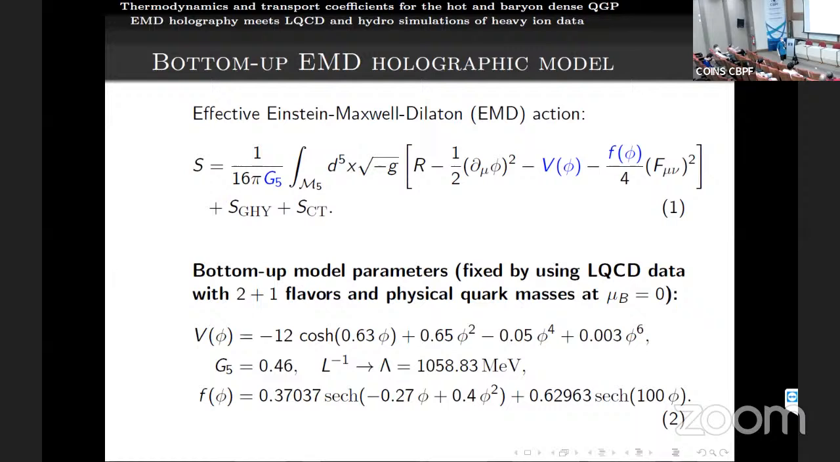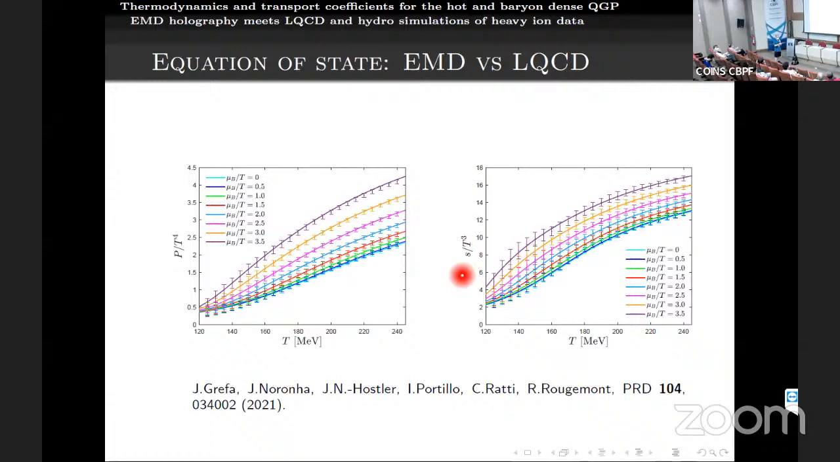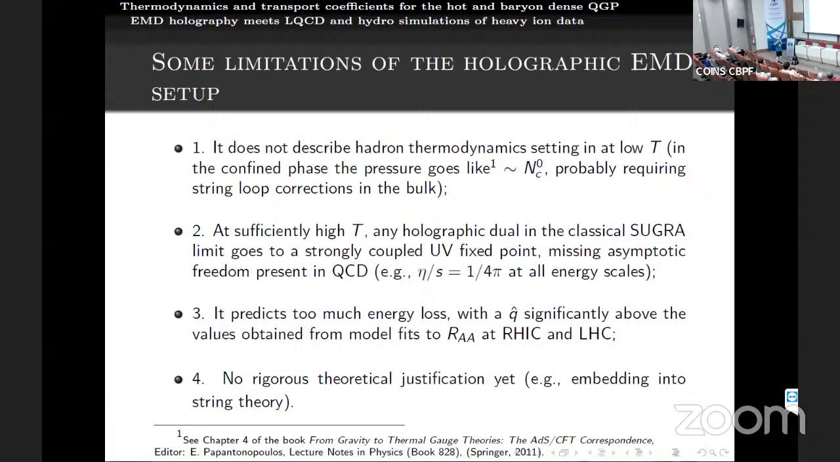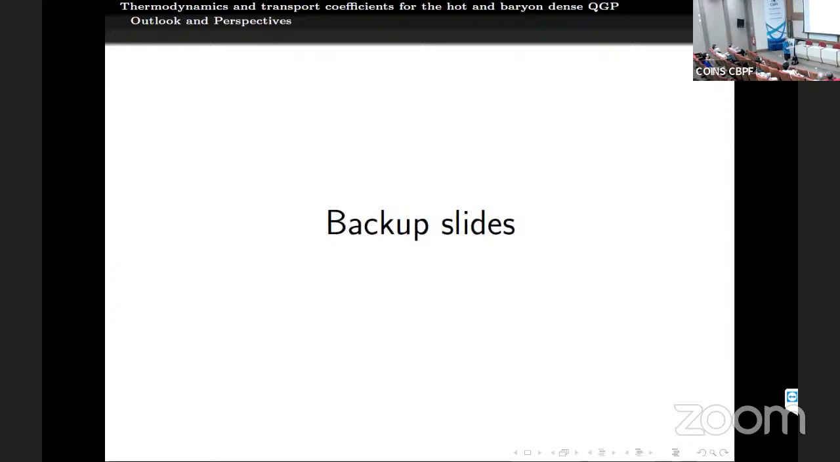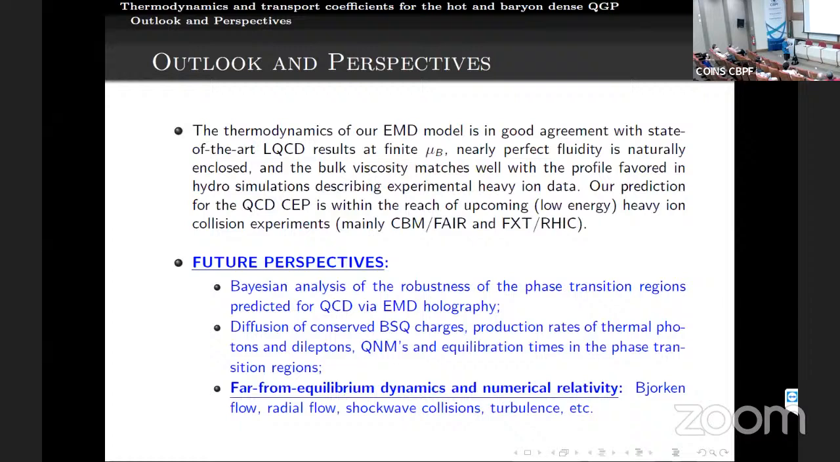Okay, thank you. But these parametrizations here are not unique. This year, a competing group from China appeared in the literature, and they also can obtain good agreement with lattice QCD results with a different parametrization than we have. And the prediction for the location of the critical point that they obtain is significantly different from ours. So this is the reason why we are now conducting a Bayesian analysis of the robustness of the phase transition regions obtained within this class of holographic models.